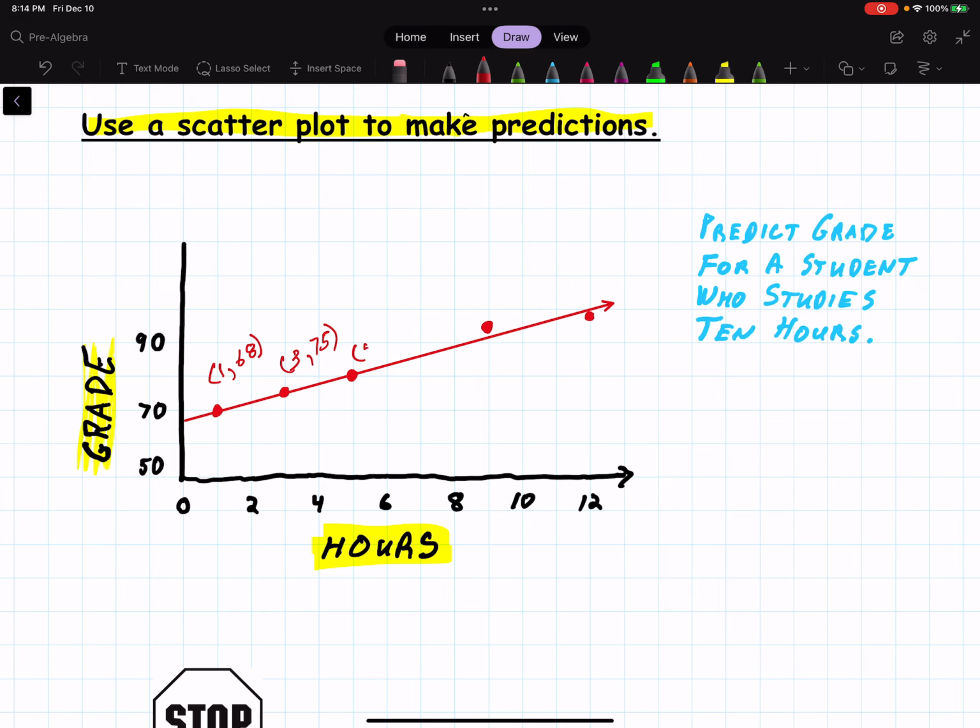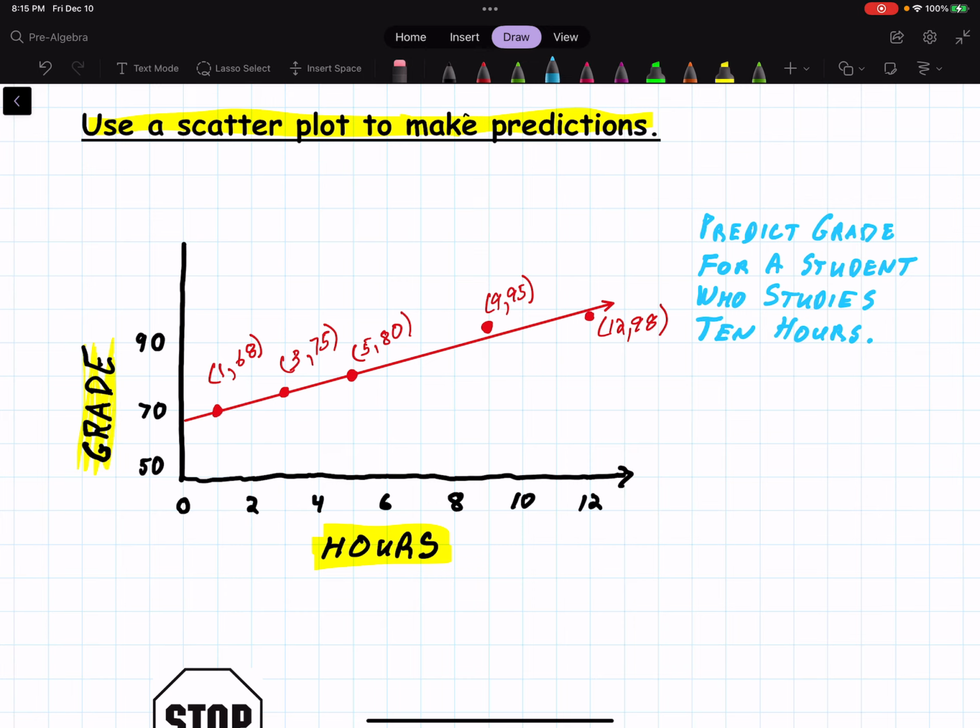If you study 5 hours, your grade looks to be about 80. And you go all the way up here to 9 hours, your grade looks like it's about 95. And then the last here, we got 12 hours, and they got a 98, I think. All right, so that's our data points. We drew a line of best fit. Just remember, you just grab your ruler and try to draw a straight line that gets as close to all the dots as you can, and just kind of balance it out if they're not quite straight.